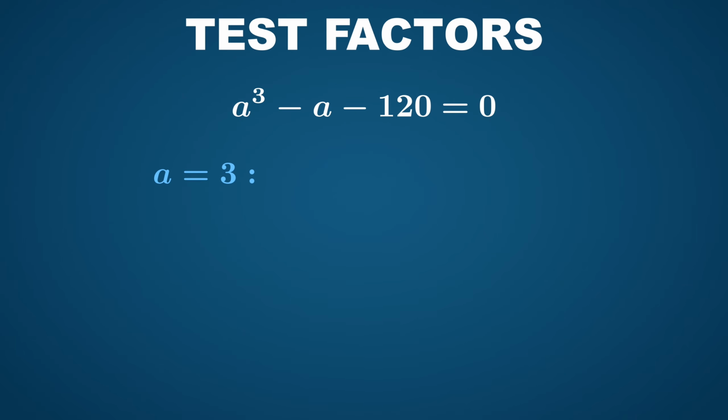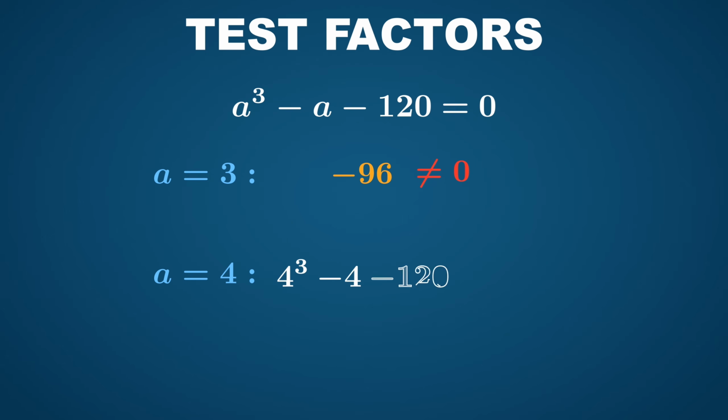Let us move on and test the value a equals 3 in the equation. We substitute 3 into the expression a cubed minus a. 3 raised to the third power is equal to exactly 27. We subtract 3 from 27, which gives 24. 24 minus 120 gives negative 96. This result is not 0, so 3 is not a root of our equation.